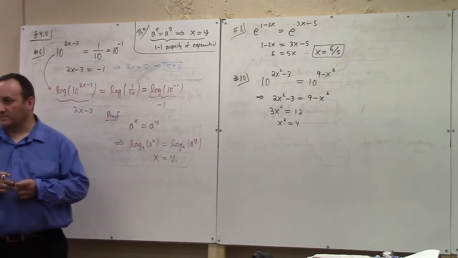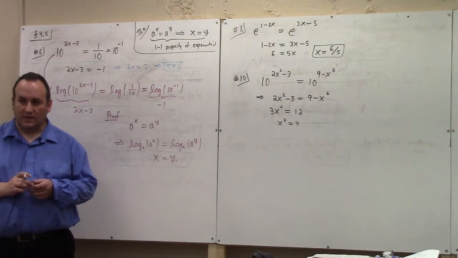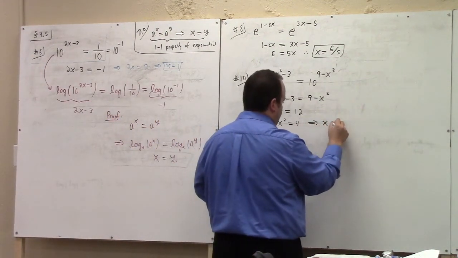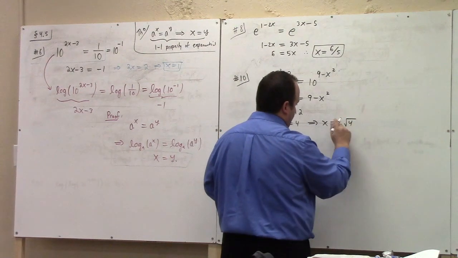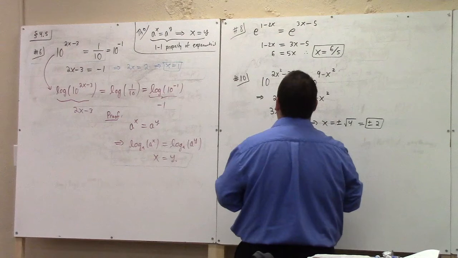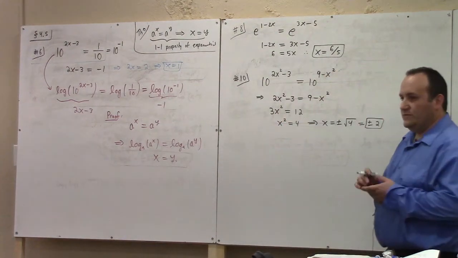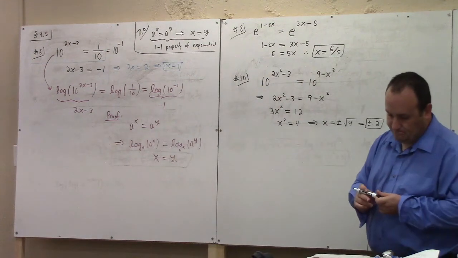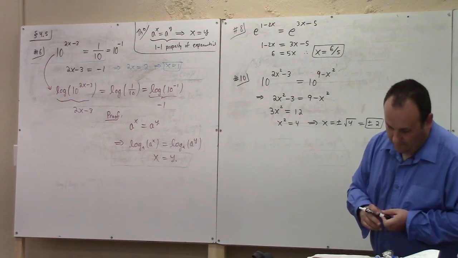What are the solutions? Plus or minus 2. Hooray. Yes, x is equal to plus or minus the square root of 4, which is plus or minus 2. So this problem had 2 solutions, right? All right.